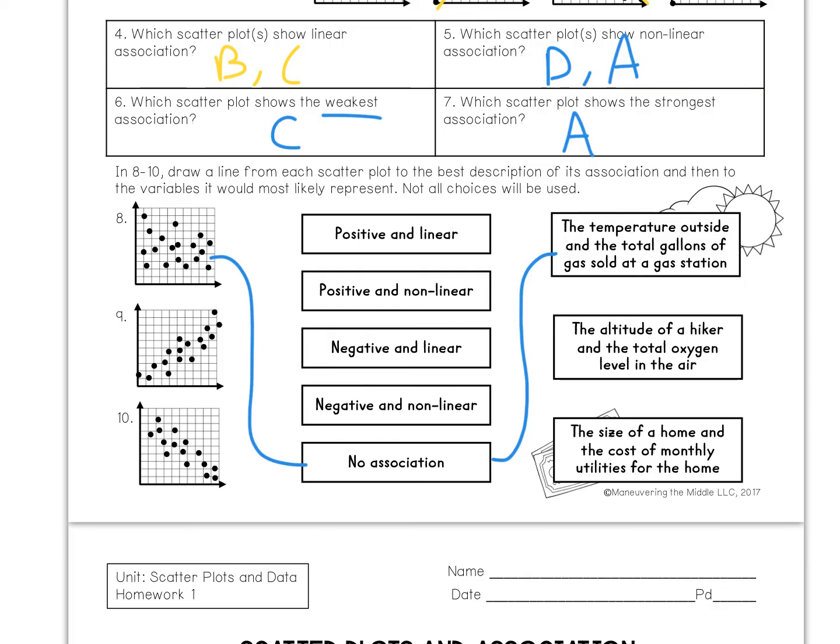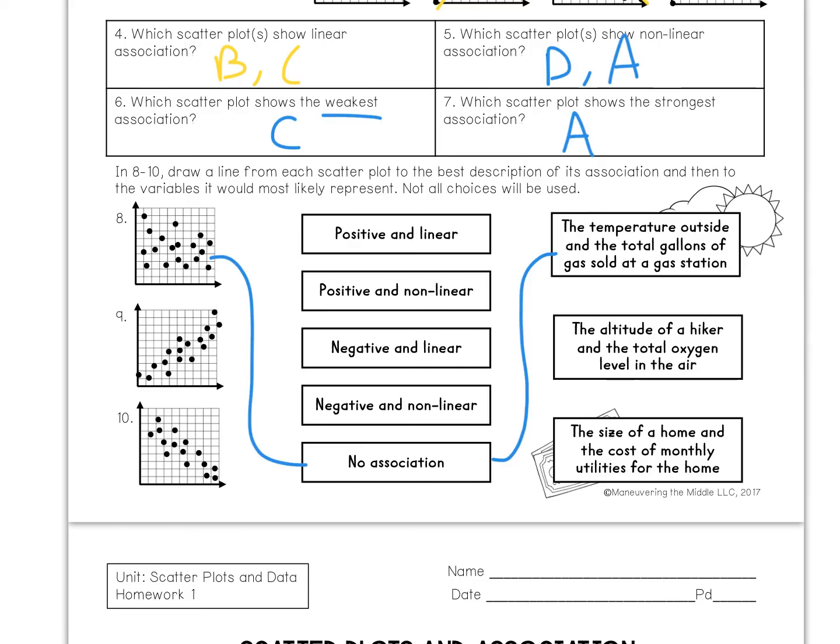Temperature outside and total gallons of gas sold. I don't think they're related, but once again, maybe you could make an argument that they are. Maybe you could say during the summer, more people buy gas because more people travel. I don't know if that's correct, but we'd have to look at the actual data. Okay?